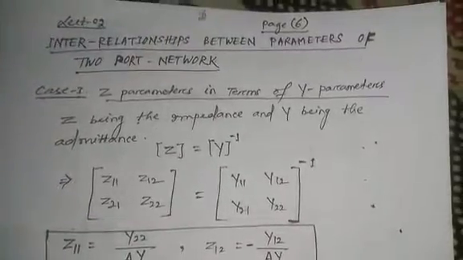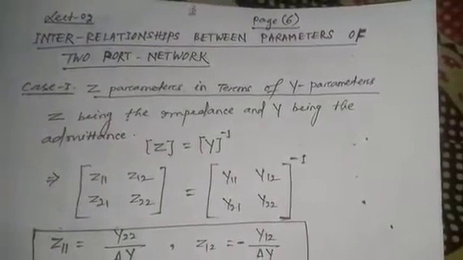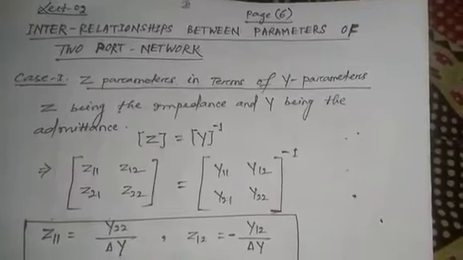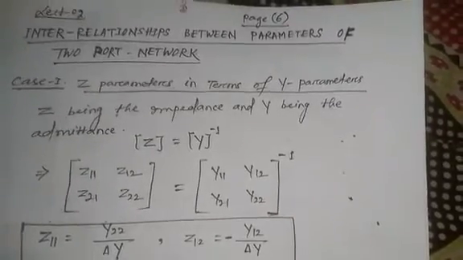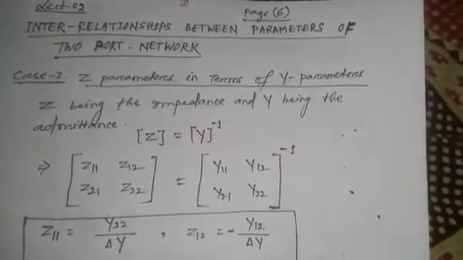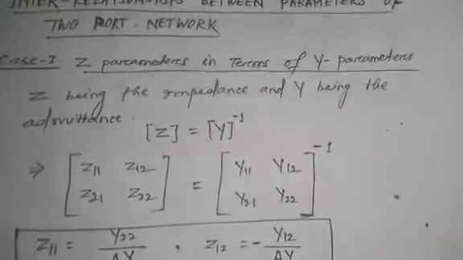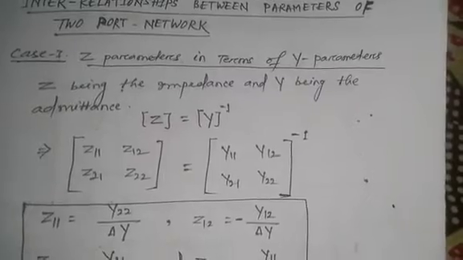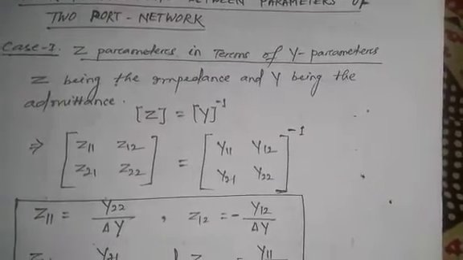Today we discuss the interrelationship between parameters of a two-port network, meaning one parameter in terms of another parameter. First we discuss Z parameter in terms of Y parameter. We know Z is the impedance and Y is the admittance.